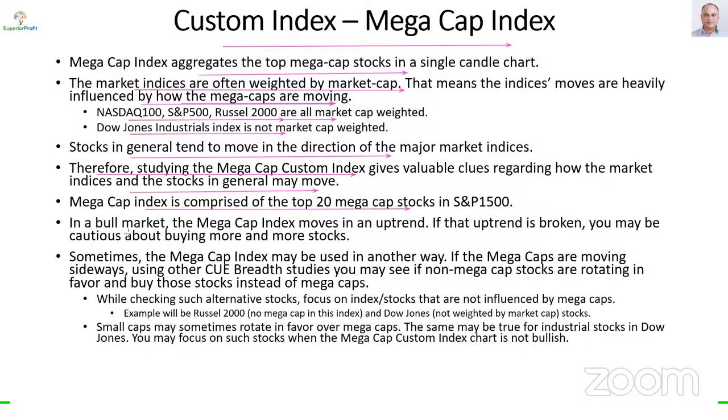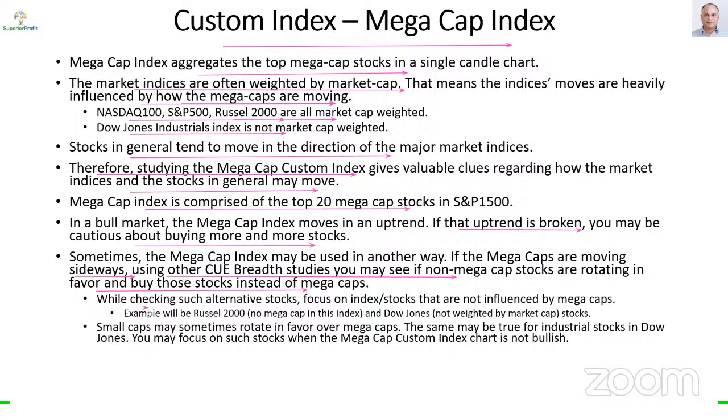In a bull market, the mega cap index moves in an uptrend. If that uptrend is broken, you may be cautious about buying more and more stocks. Sometimes the mega cap index may be used in another way. If the mega caps are moving sideways, and this happened a while ago, then we look at other breadth signals. Use the Q breadth studies, and you may see if non-mega cap stocks are rotating in favor, and buy those stocks instead of mega caps.